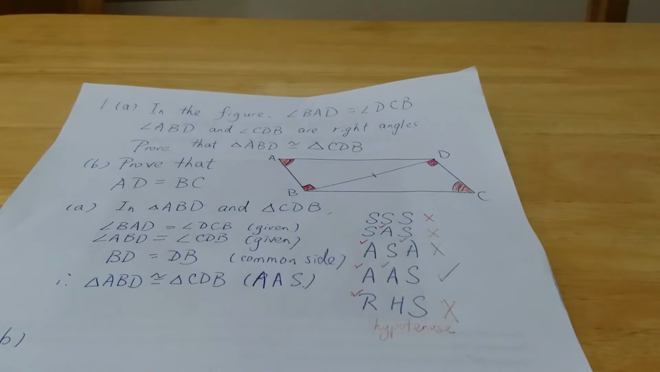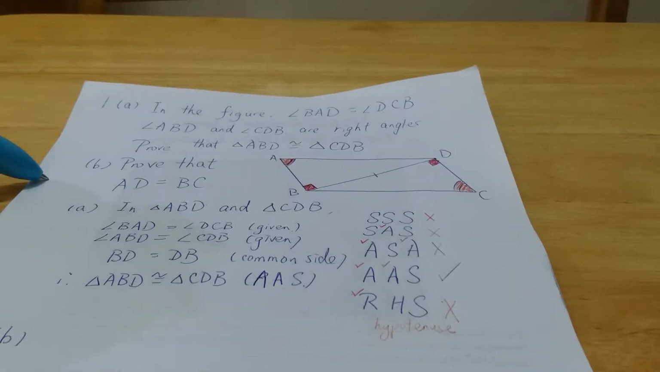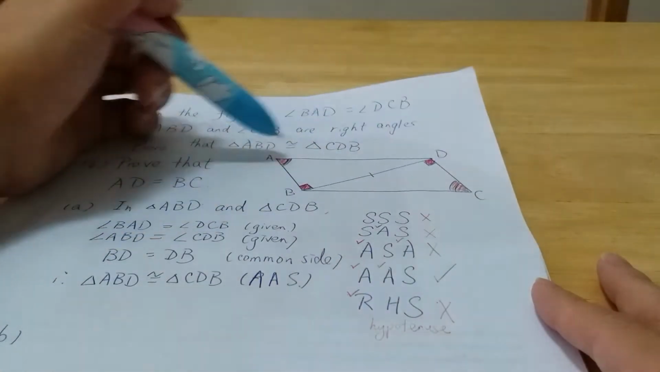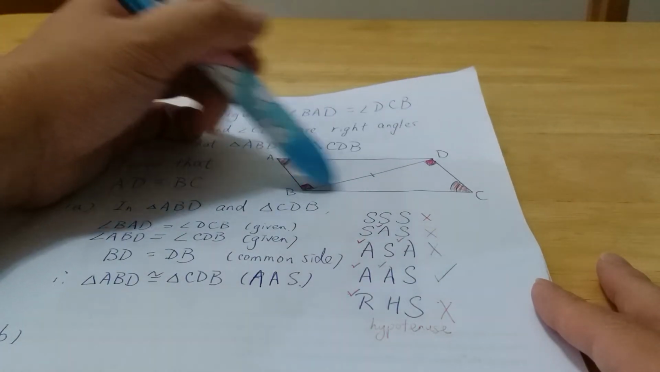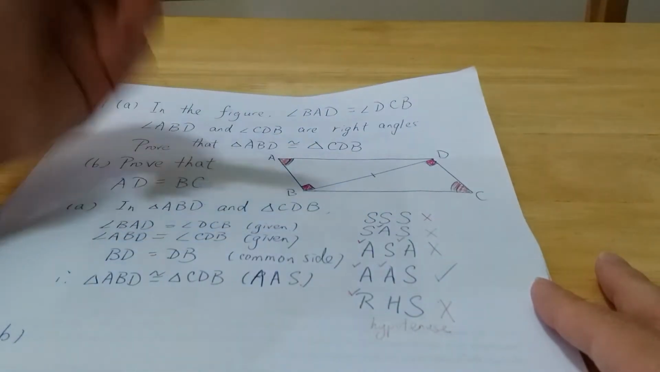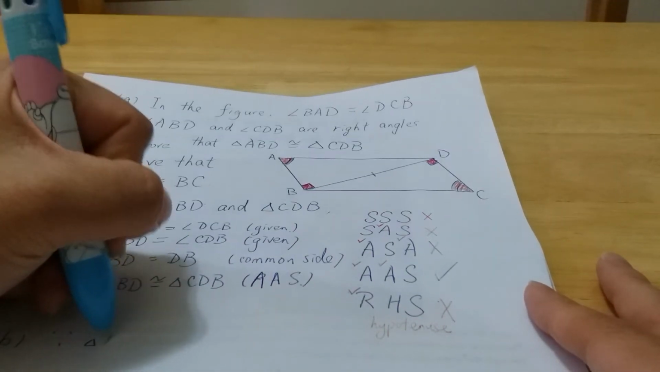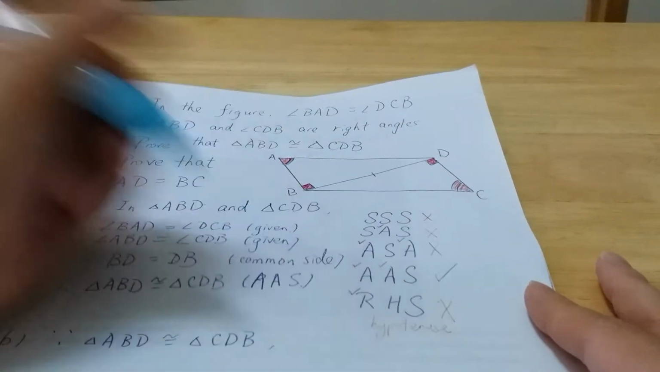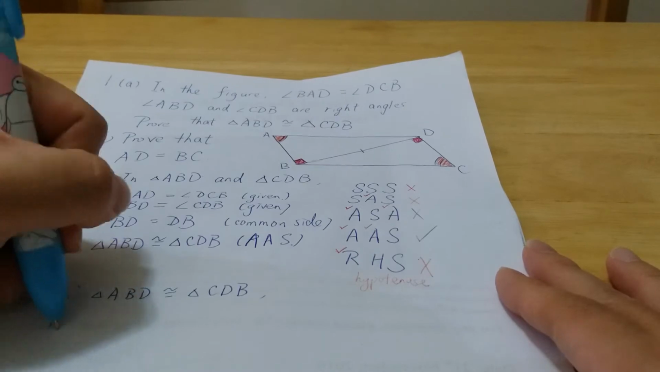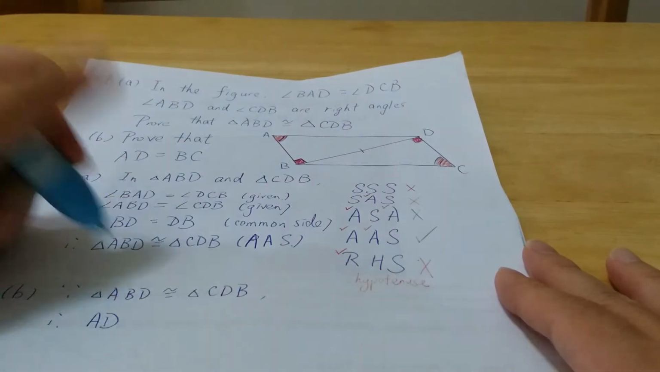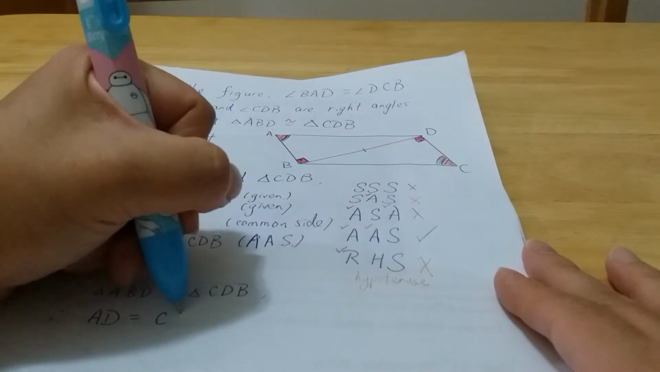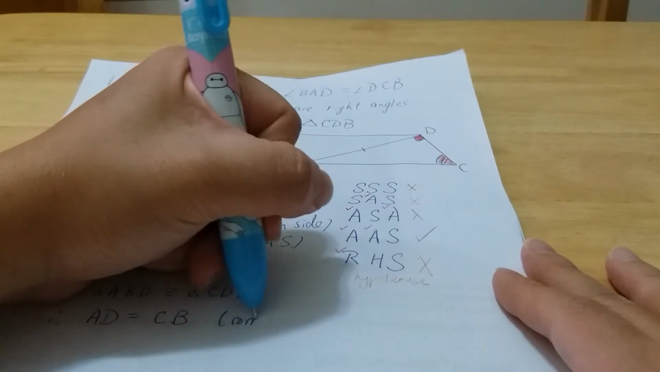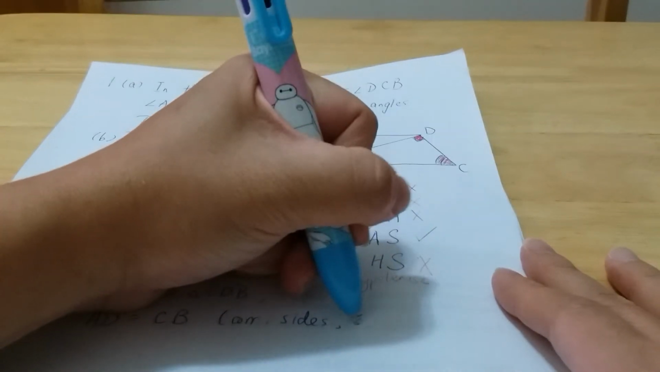Now, we do part A and then part B. That means we will use part A to solve part B. AD is a part of triangle ABD. BC is a part of triangle CDB. That means we can use the part A result, because triangle ABD is congruent to triangle CDB. So we will say AD equals CB, corresponding sides of congruent triangles.